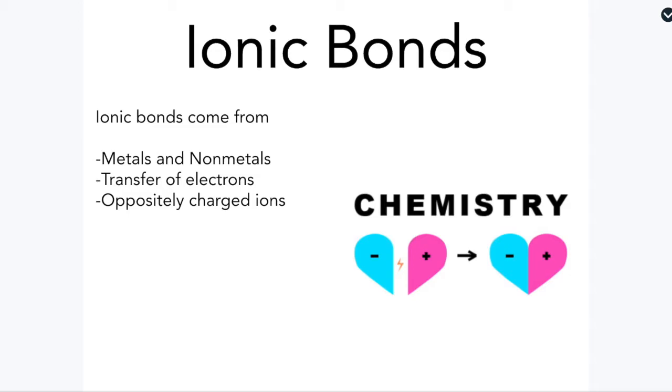If you have an ionic bond, it is always going to be between a metal and a nonmetal. So an element from the left side of the periodic table and an element from the right side of the periodic table. There is a transfer of electrons. One of the elements takes the electron, the other element gives up its electron and it is completely transferred. And this results in oppositely charged ions.